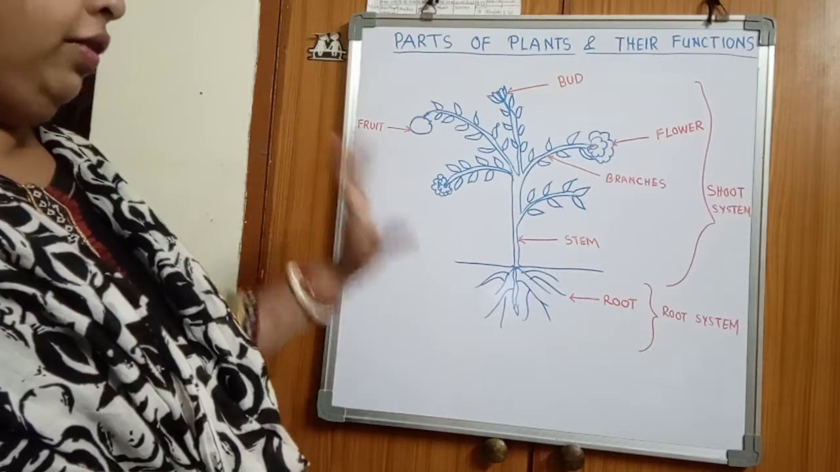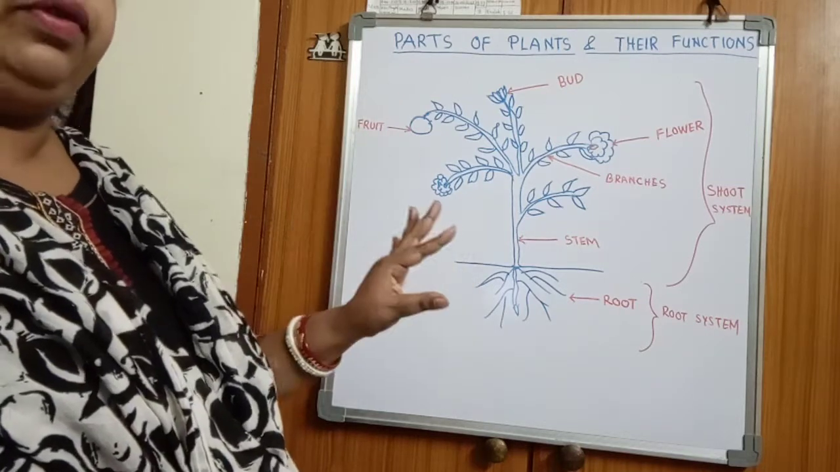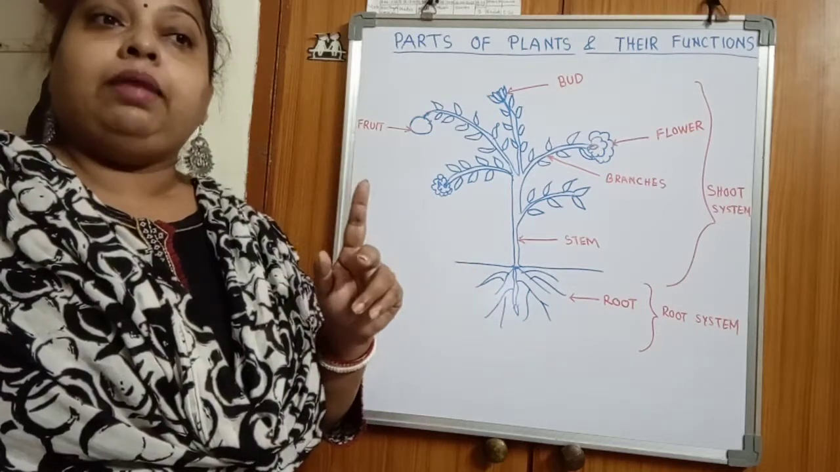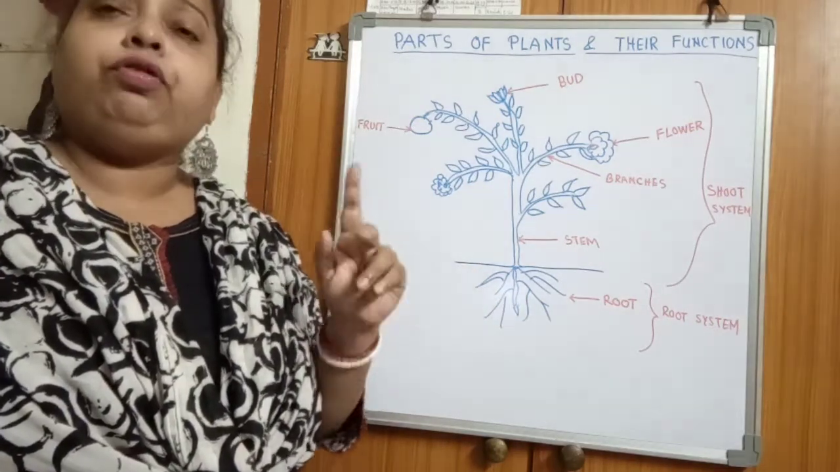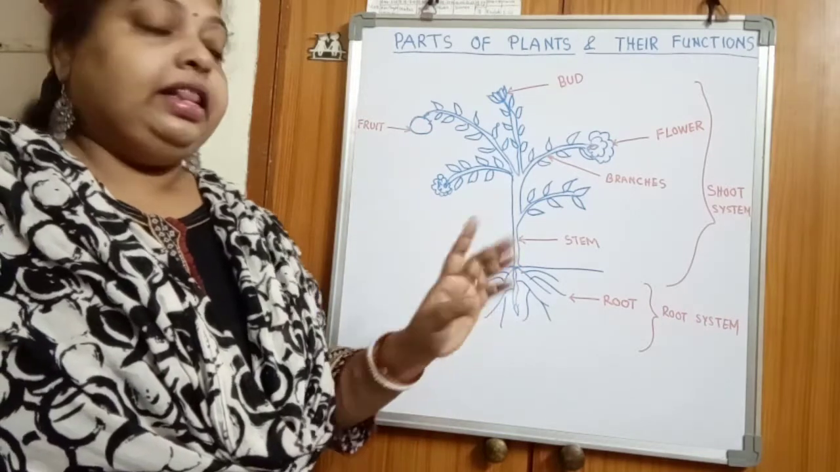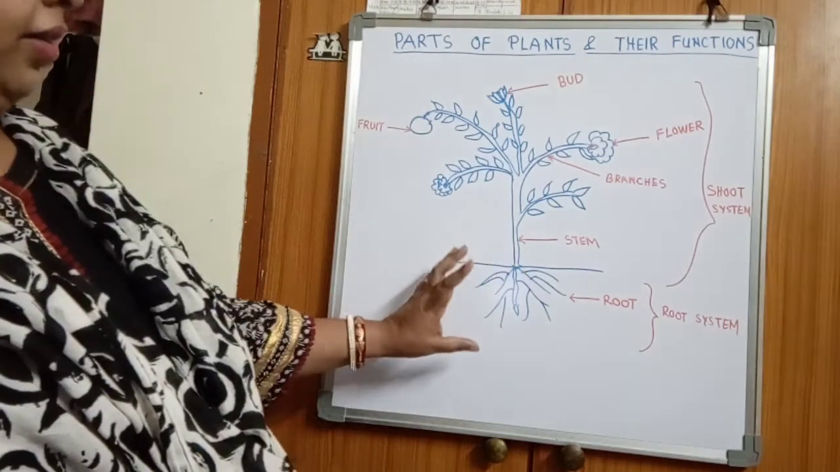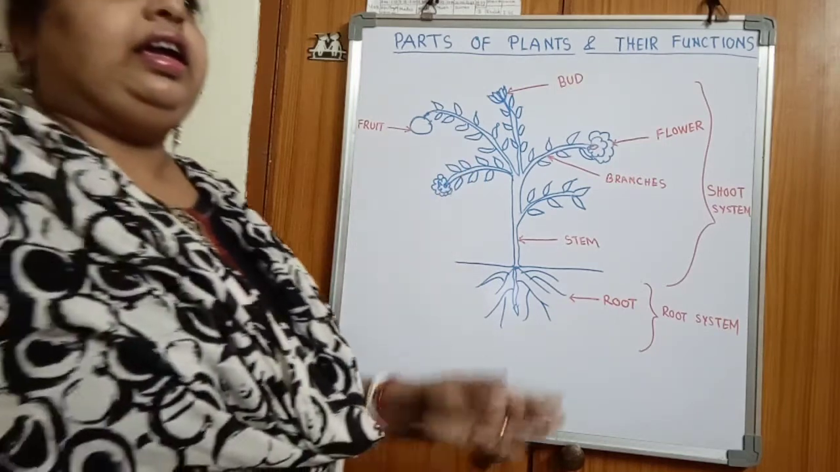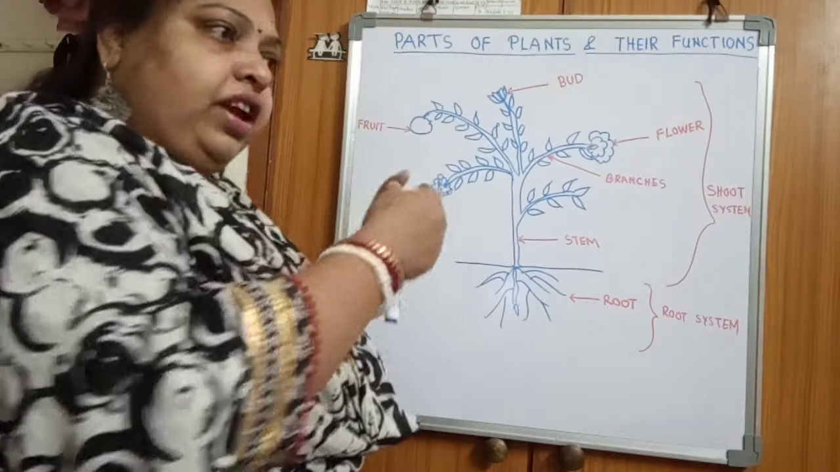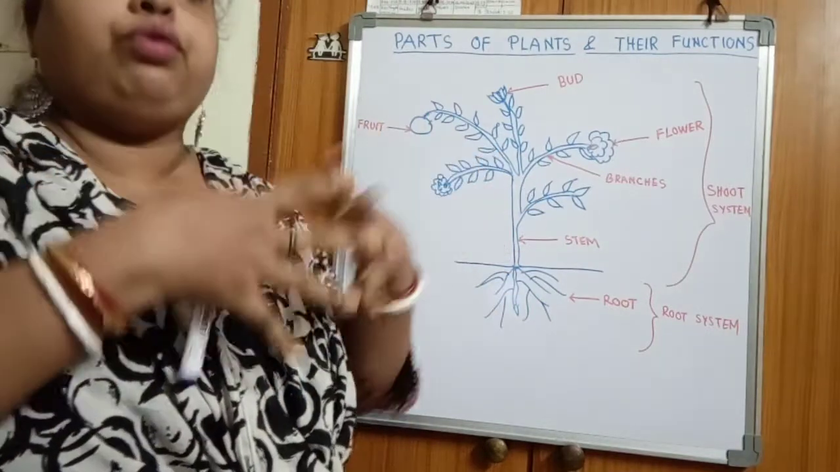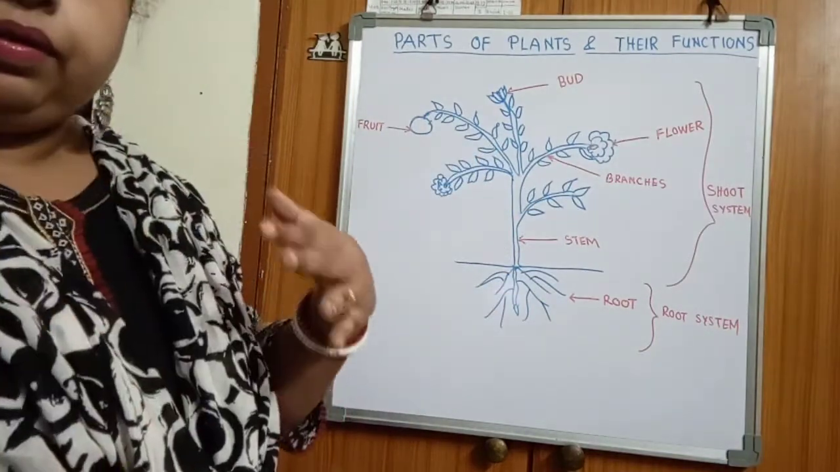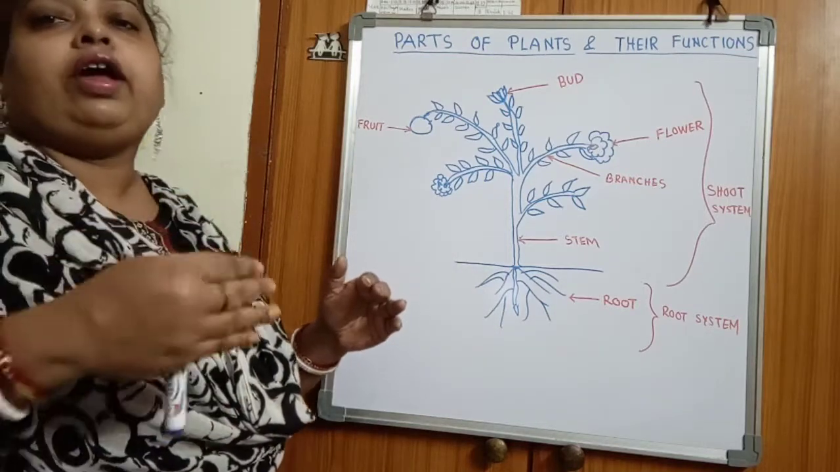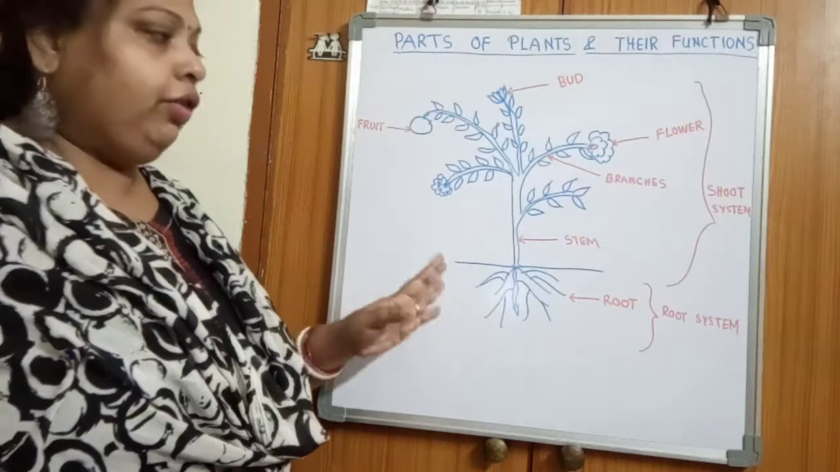One more function of the root is that it helps to stop soil erosion. As the root is below the ground, it helps the soil to stick together. It helps the soil to stick together, and on the other hand, it helps to stop soil erosion.